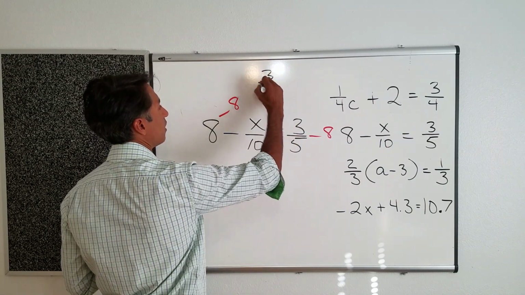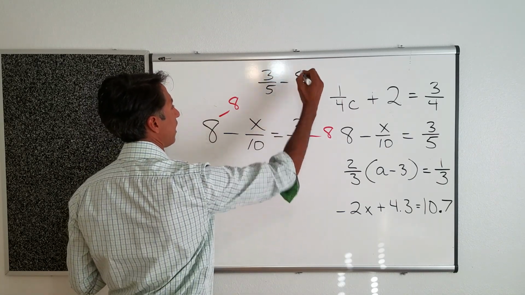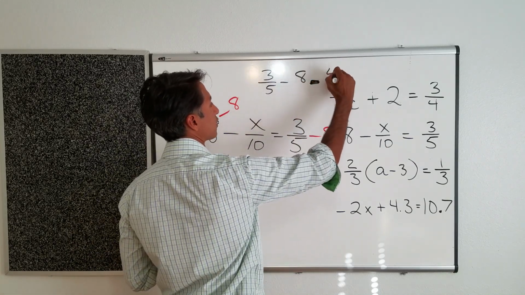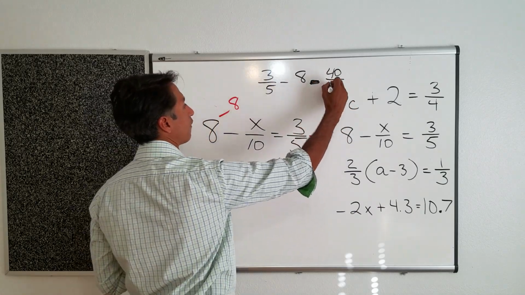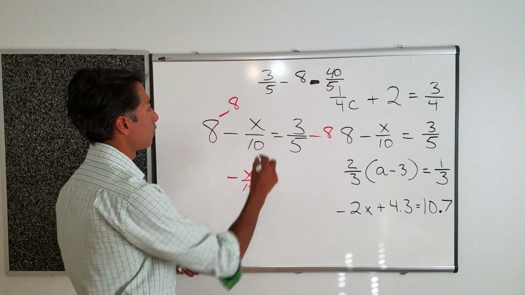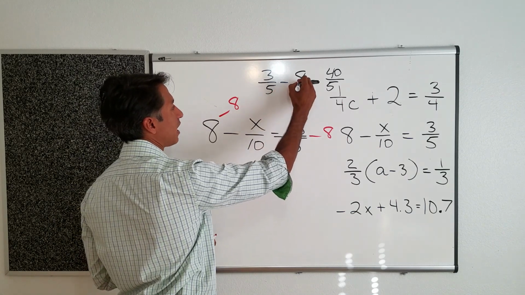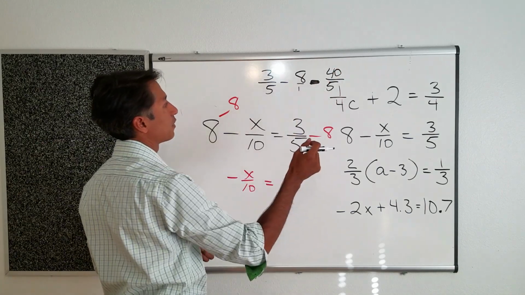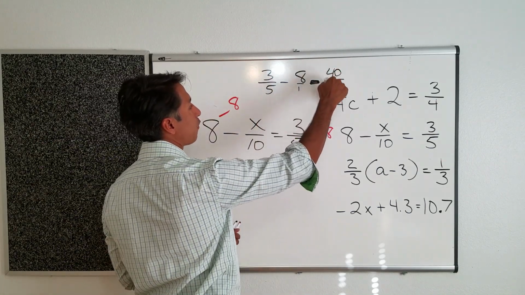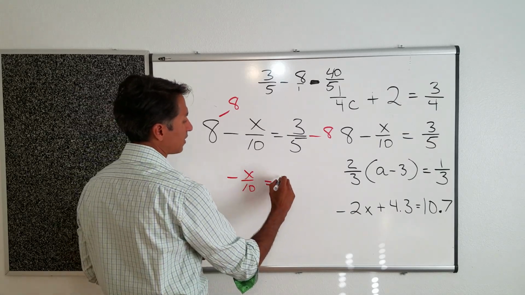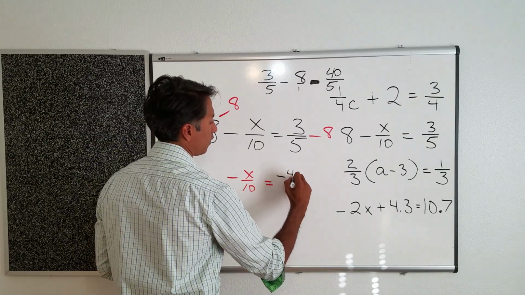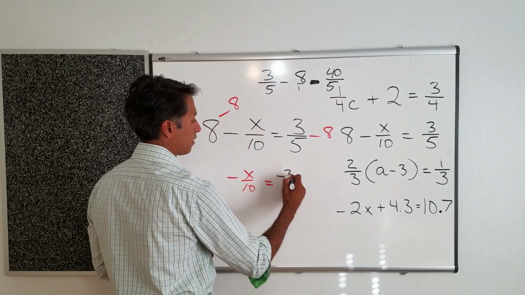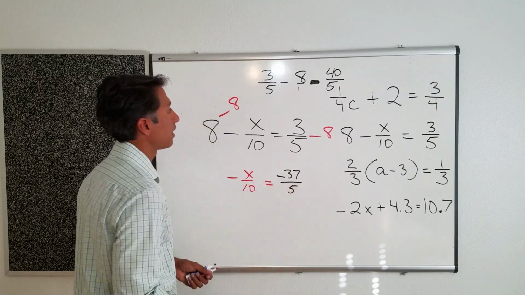So let's do 3/5 minus 8 is the same thing as 8 times 5 is 40, and then we have a 5 over here, okay? So remember, we use that little trick. We just multiply the top number by the denominator to get our equivalent value. So we have 3/5 minus 40/5 is negative, oops, let me erase that, 37/5.